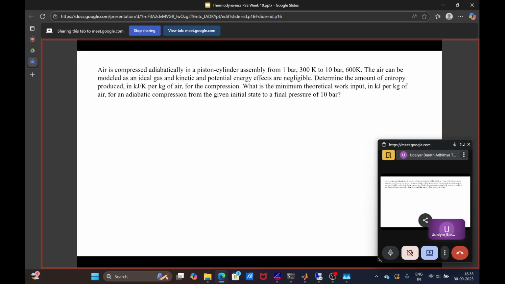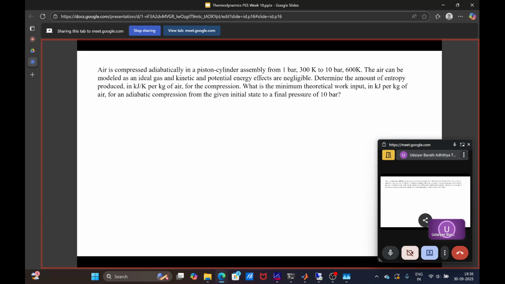So next question: air is compressed adiabatically in a piston cylinder assembly from 1 bar and 300 Kelvin to 10 bar and 600 Kelvin. The air can be modeled as an ideal gas and kinetic and potential energy effects are negligible. Determine the amount of entropy produced in kilojoule per Kelvin per kg of air for the compression, and then what is the minimum theoretical work input in kilojoule per kg of air for an adiabatic compression from the given initial state to a final pressure of 10 bar.